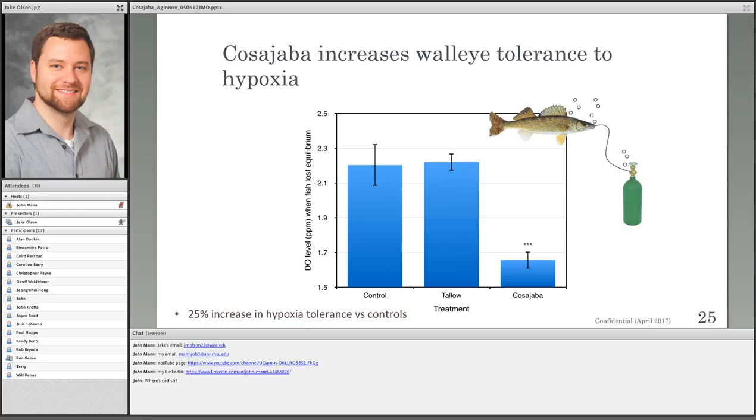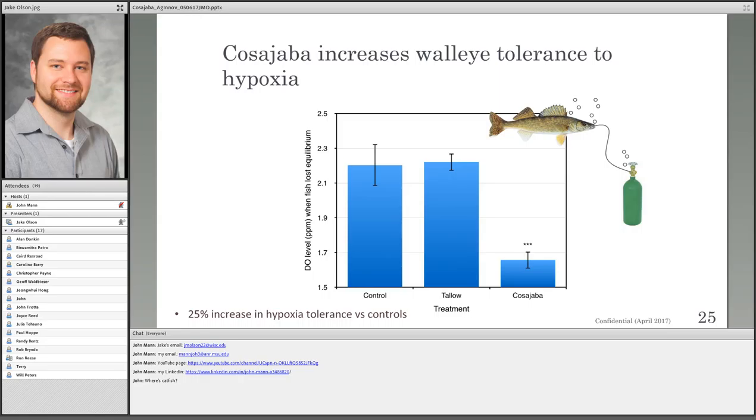But we weren't super discouraged, and we thought, well, maybe the stress tolerance effects are independent of the growth. And so we decided to once again look at a hypoxia type of challenge in the rainbow trout fed Cosajaba, or in this case, it was a fish oil control diet. And once again, what we saw was a 20% increase in tolerance compared to the fish oil.